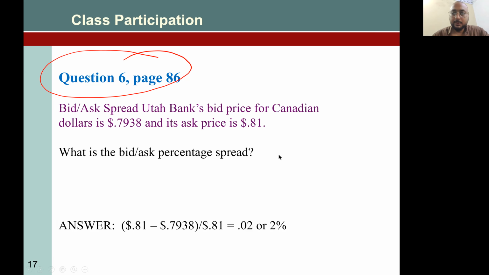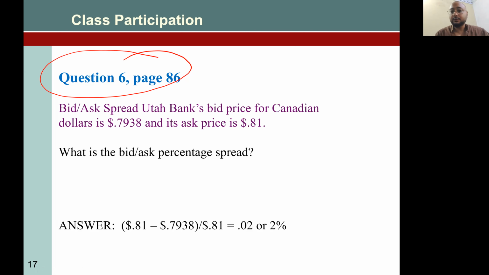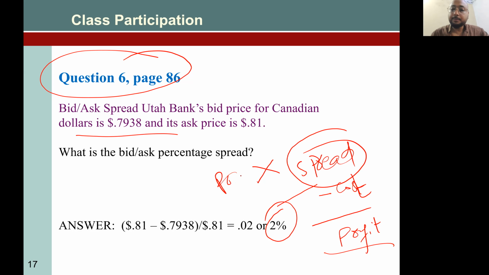Here we go. So today we'll talk about the factors that affect this bid ask spread. So this 2%, which is not the profit, right? Remember, in international finance terminology we call this spread, not profit. We call it profit if we deduct all our costs to acquire these currencies. So remember, spread is not profit.